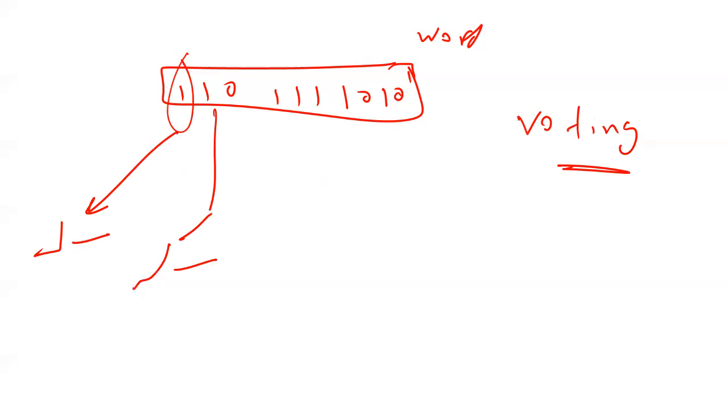So I need to know how many people. These ones and zeros are coming from switches. 1 means approve, 0 means disapprove. I want to know how many people approved, so I need to count how many ones I have. Is that okay? You understand what I'm saying?